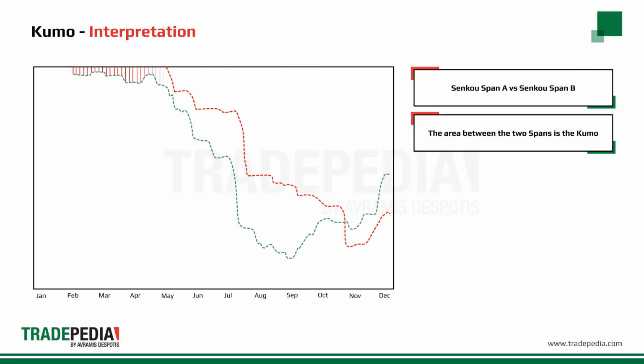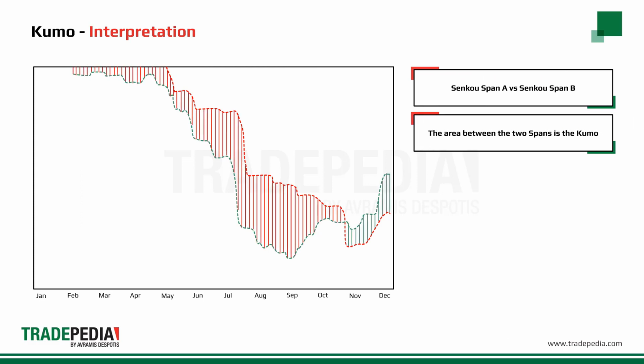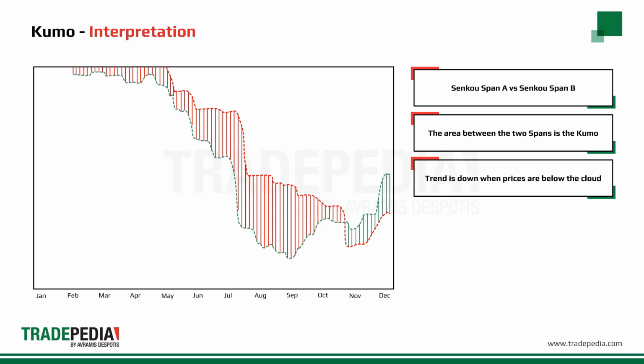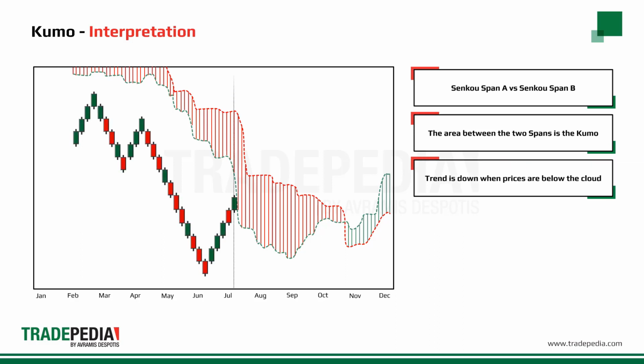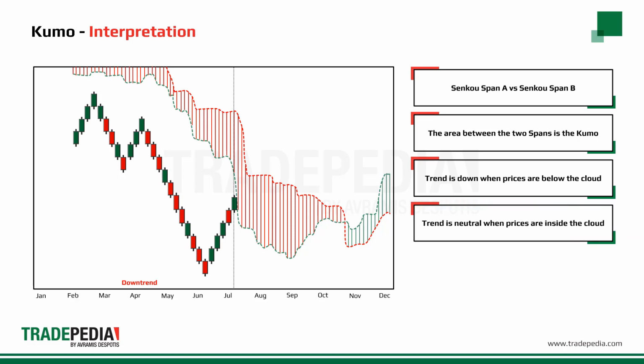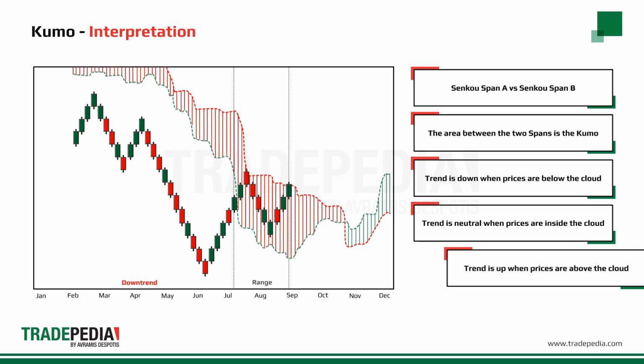The area between the 2 spans is the Kumo, or cloud. There are 2 ways to identify the trend using the cloud. The trend is considered down when prices are below the cloud. When prices are inside the cloud, then the trend is said to be neutral. And the trend is considered up when prices are above the cloud.